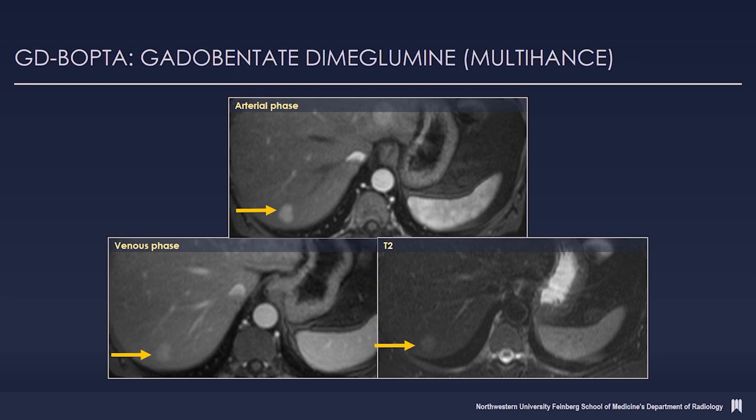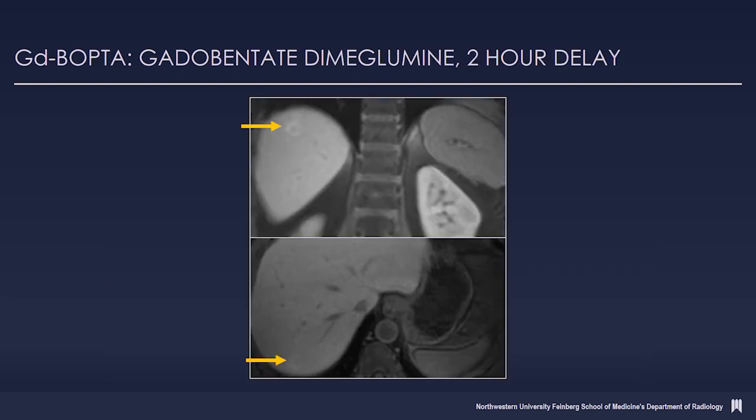So in this particular case, we got delayed images. In this case, nicely illustrates the retention of contrast and the presence of a central scar, which is typically seen in focal nodular hyperplasia.